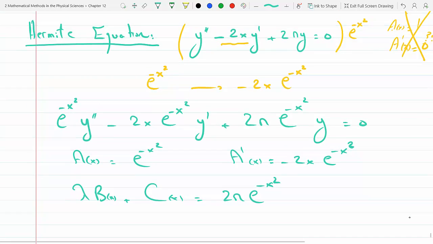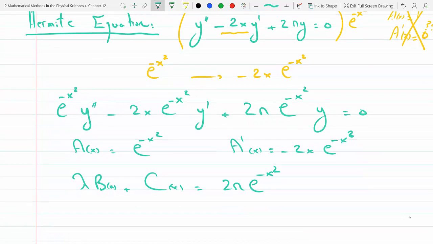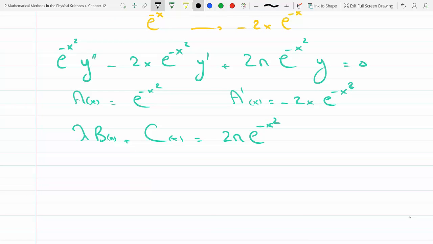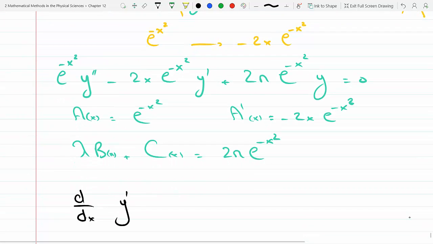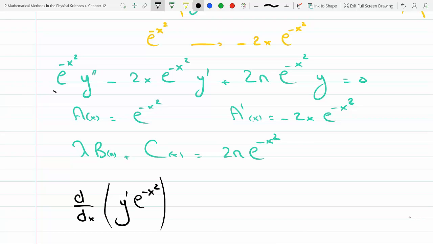put this Hermite equation back in its form, because now I can say that the first two terms, right, is d over dx of y prime times e to the minus x squared, because when I differentiate this by the product rule, I get exactly those couple of terms here. Okay, and so this plus 2n e to the minus x squared y equals 0.